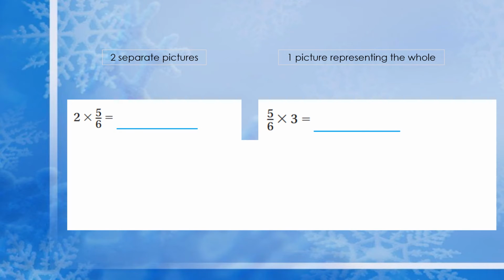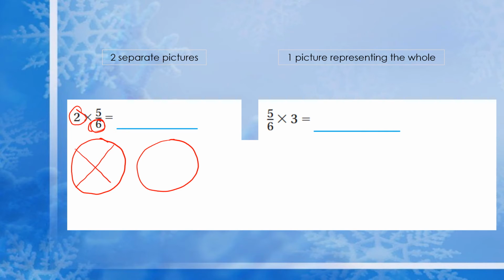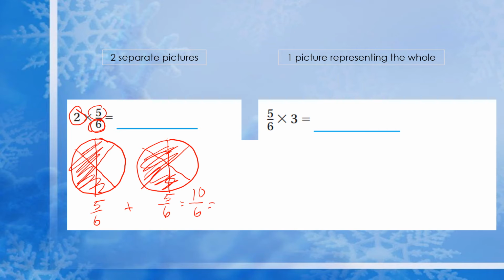Okay, so let's look at this one. 2 separate pictures. 2 times 5/6. The 2 tells me the whole number, so I need 2 circles. And the 6 denominator tells me how many pieces to cut each whole into, so 6 pieces. The numerator tells me how many to shade, so 1, 2, 3, 4, 5. 5/6 plus 5/6 equals 10/6, which equals 5/3, which equals 1 and 2/3.